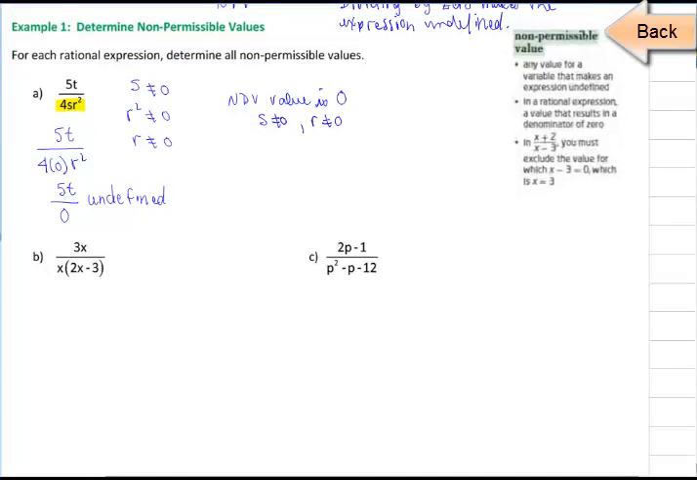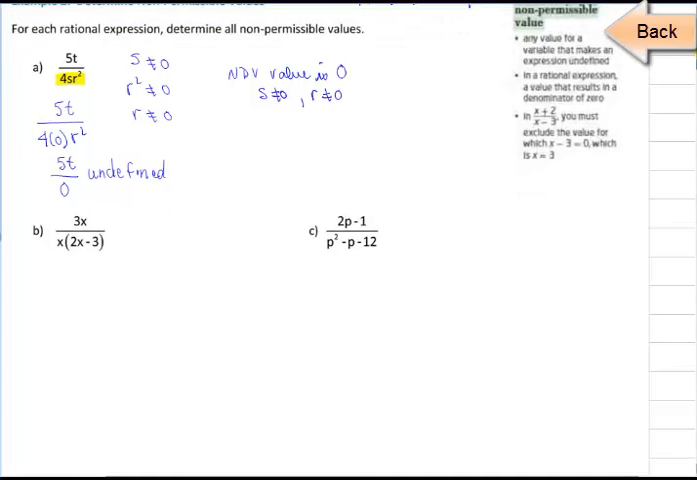Okay, let's take a look at b. We have 3x over x times 2x minus 3. So our denominator is made up of a monomial and a binomial. We can start by saying that x can't be equal to 0. And then we want to take our 2x minus 3 and we want to find out what x is in order for the expression to be equal to 0, because we can't have a value for x that would make the denominator 0.